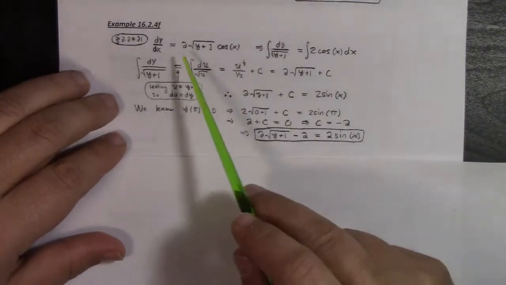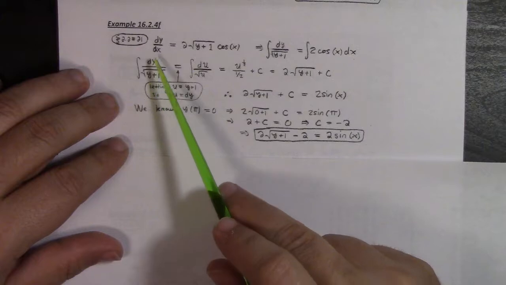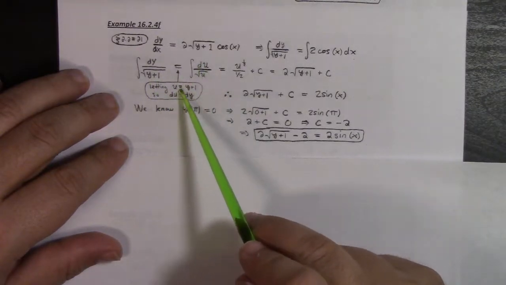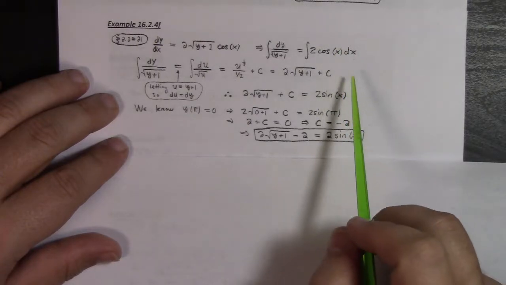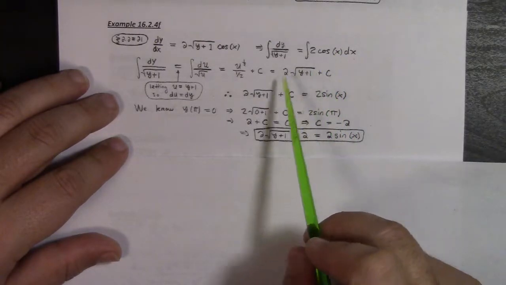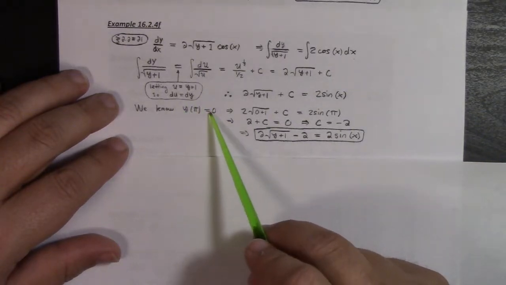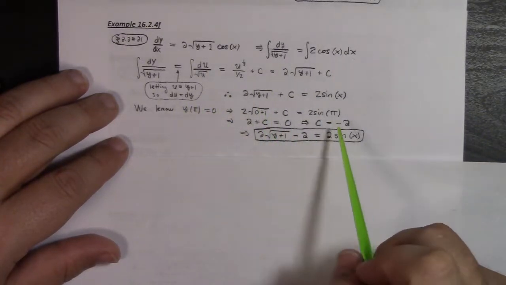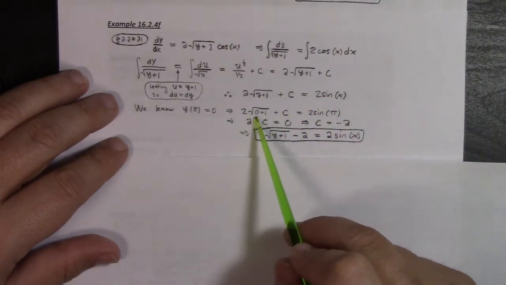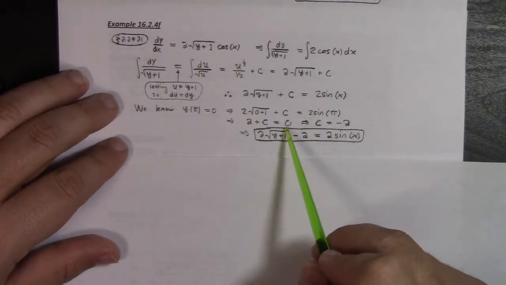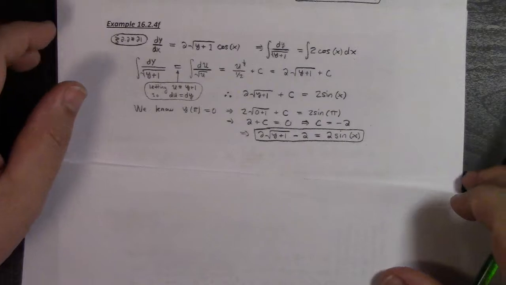Again, separate, integrate, right? Integral of 1 over square root of y plus 1 is a u equals y plus 1 substitution, which gives me that. Integral of cosine times 2 is 2 sine, so I've got that. And I'm also given that y of pi is 0 in this problem. So I plug that in, see where that takes me. 0 plus 1. So I get 2 plus c is equal to 0, which tells me that c must be minus 2. So there you go. Solved.